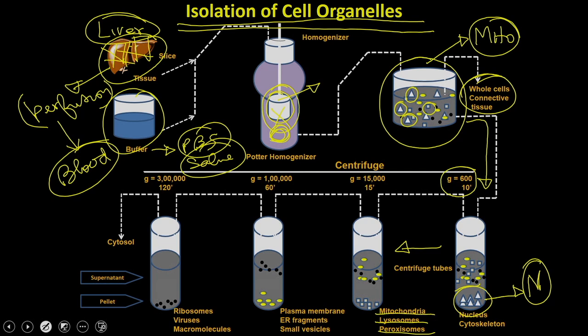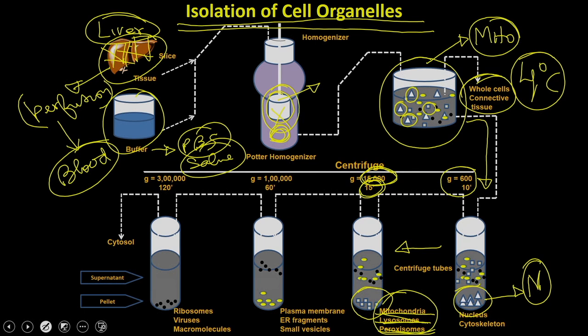And now you spin this again at 15,000 g for 15 minutes. Remember, this whole procedure has to be done at 4 degrees, as we discussed before, because the whole cell fractionation process is very sensitive to proteases as well as other cell lytic enzymes. So it is important that you perform all this procedure at low temperature. If you spin at 15,000 g for 15 minutes, it is going to pellet the other heavy particles like mitochondria, lysosomes, peroxisomes and so on.